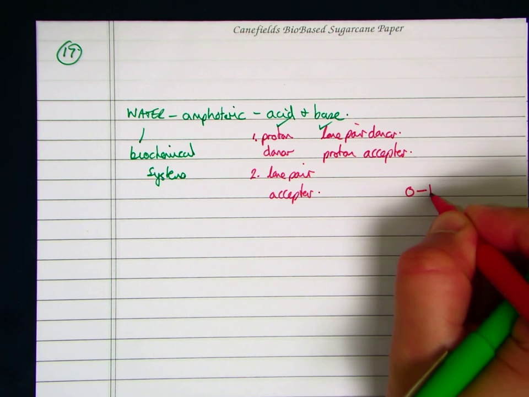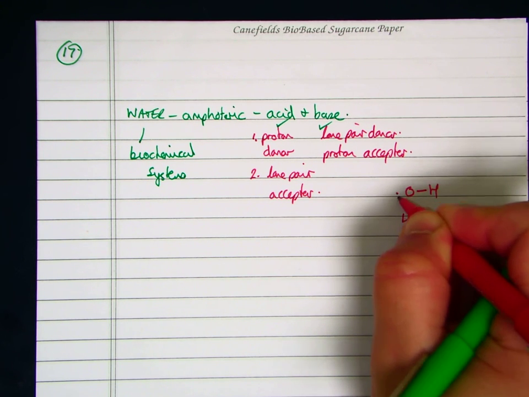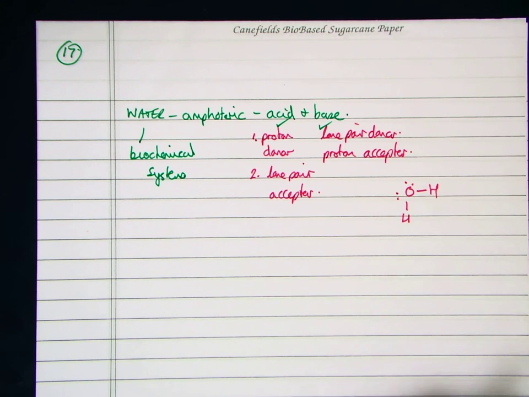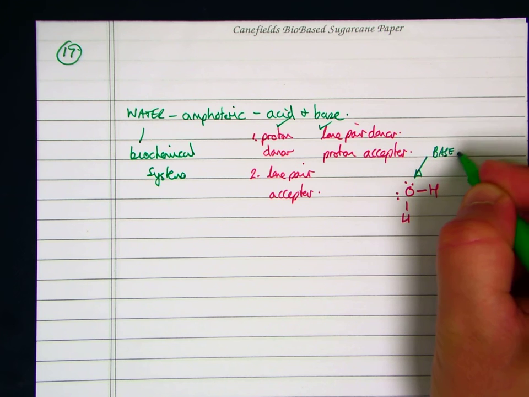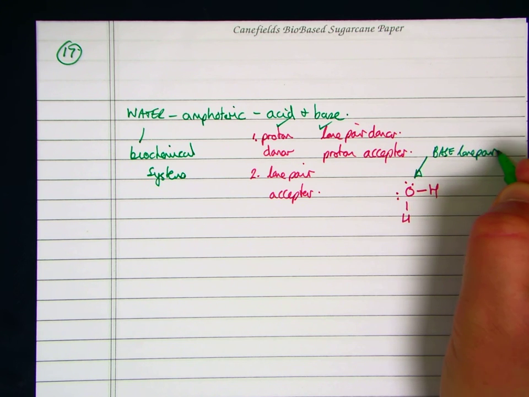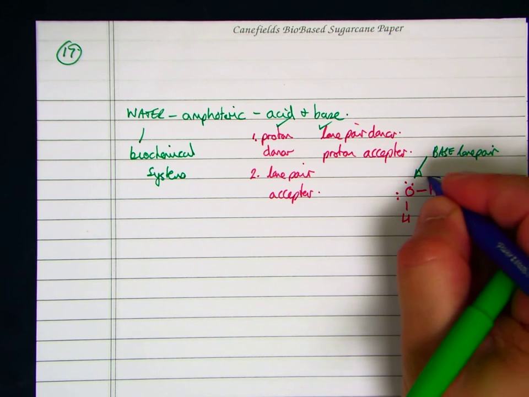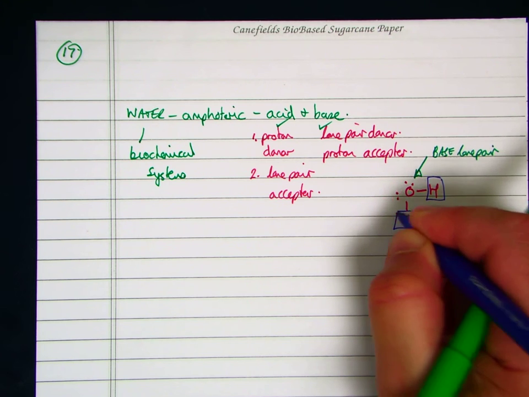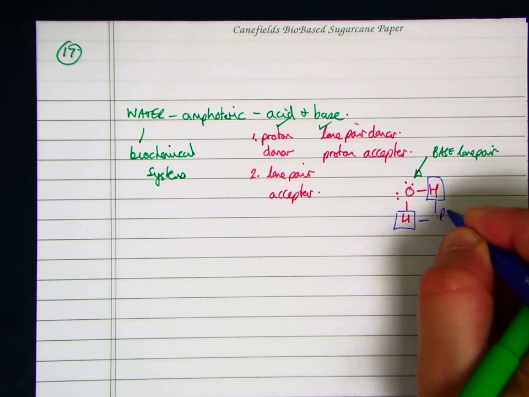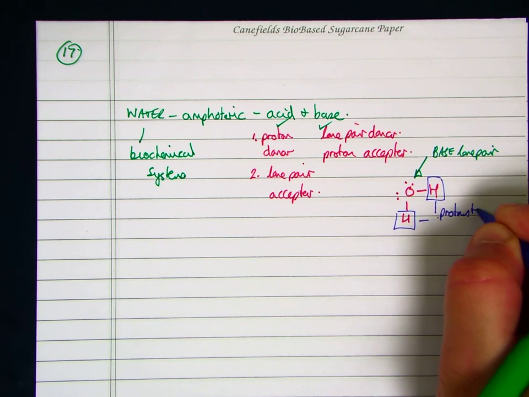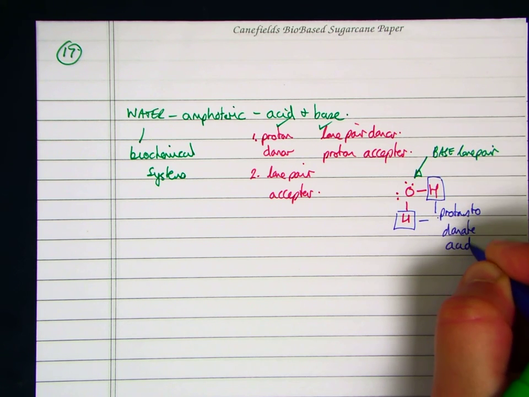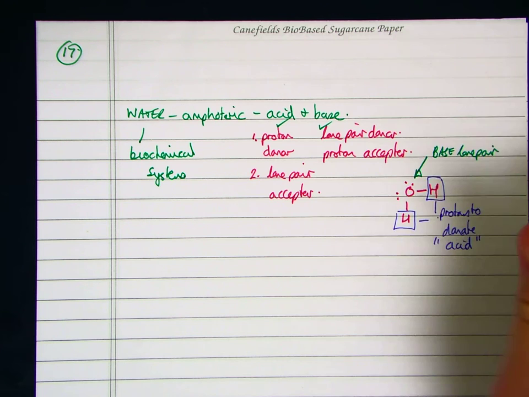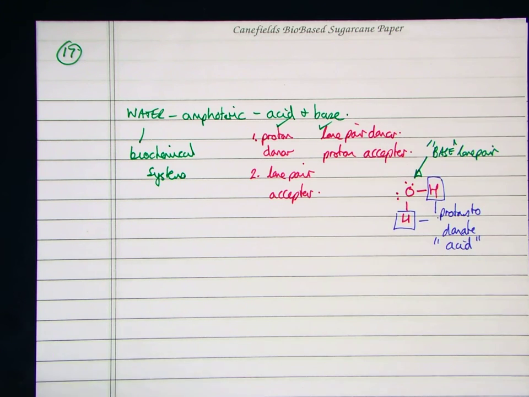So we draw out our water molecule over here and give it our lone pairs of electrons. We can see here we have our base as a lone pair. And over here we have these hydrogens, which can be our protons to donate, which is our acid definition, and this, which is our base definition.